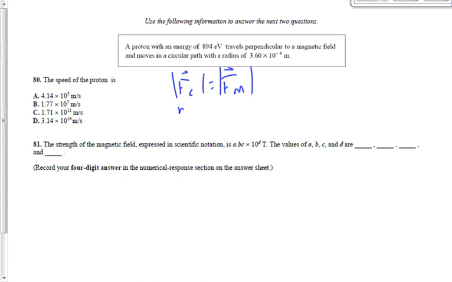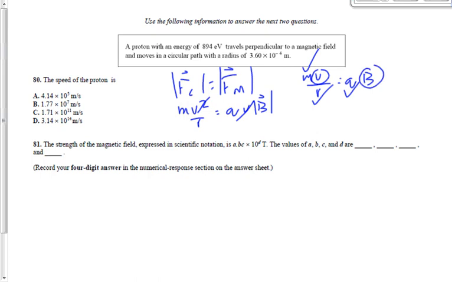If we go mv squared over r equals qvb, v's cancel, mv over r equals q times b. Hey, we're looking for speed. Great. Proton, got the mass, got the radius, got the charge. Oh, wait, don't know what magnetic field is. Two unknowns there. So it doesn't work for me because I have two unknowns. But it is perfectly valid. It just isn't going to work out for us.